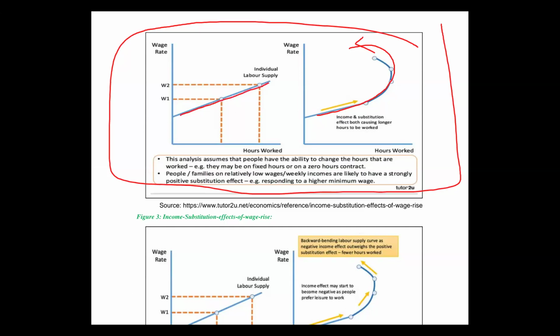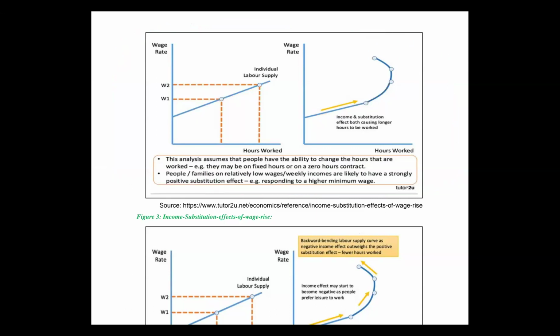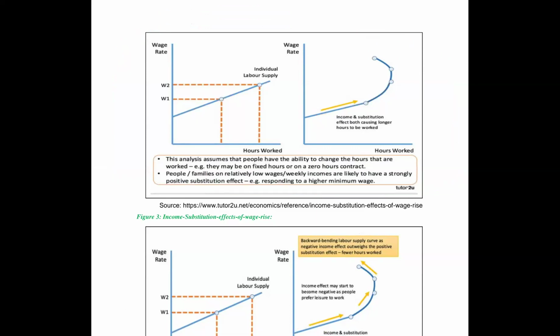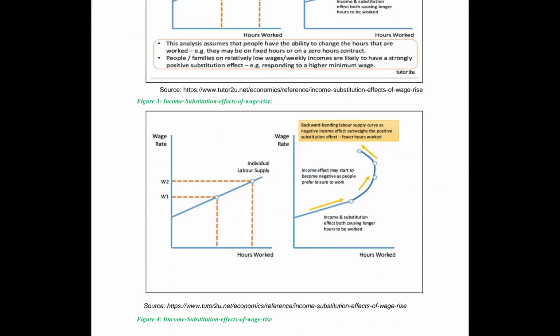But again, at some point, as you keep on increasing, that higher increase may cause those people again to want more leisure. That's why you see the supply curve start curving backward. This is because of the negative effect of the income effect. That's the negative effect that I've just told you about.